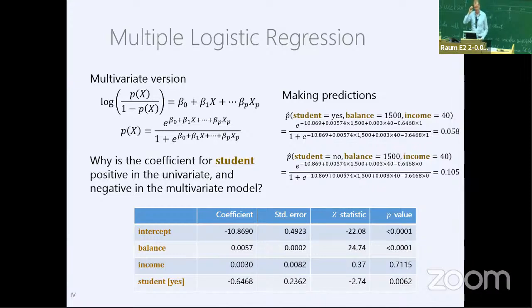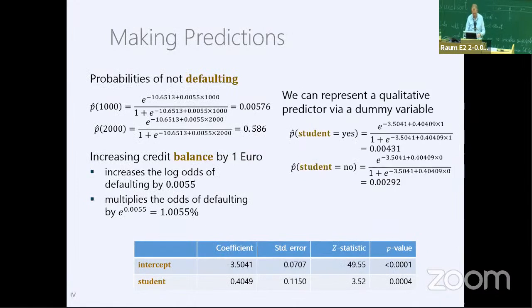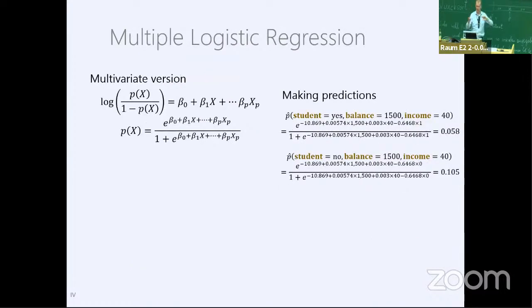So what do we now get? We see that in the previous model, being a student adds a lot to the log odds, right? 0.4. That's quite a lot. And it's positive. Whether it is positive or negative for the credit giving, let's ignore that, but it's high and it's positive.